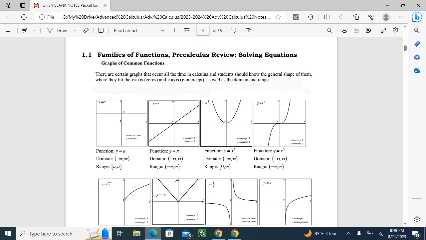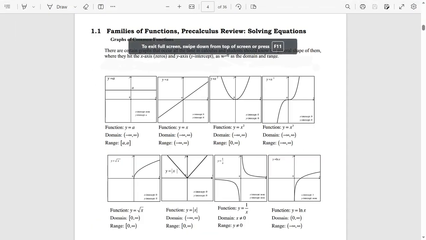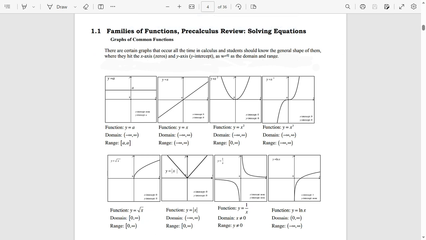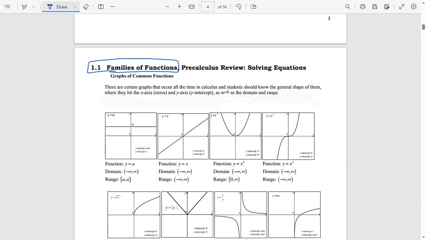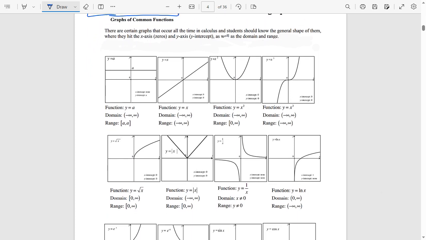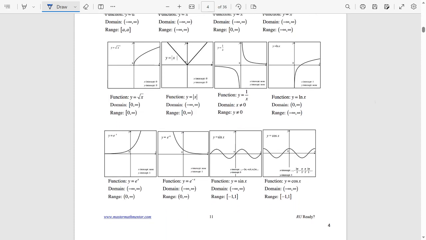Today we are going to be looking at section 1.1, families of functions, and we'll also be looking at how to transform those families of functions. So in earlier classes, you learned about parent functions, and this page of your notes packet, it looks like it's on page about 4, gives you a picture of all the functions that you've studied leading up to this point.